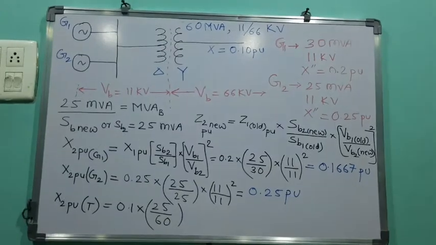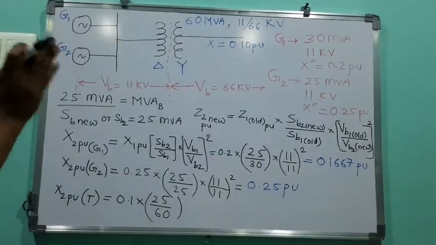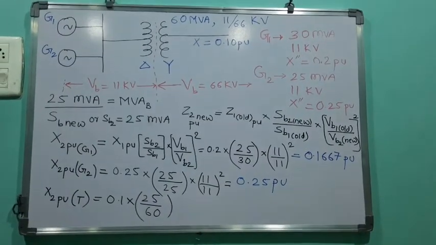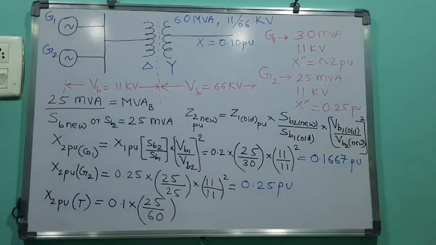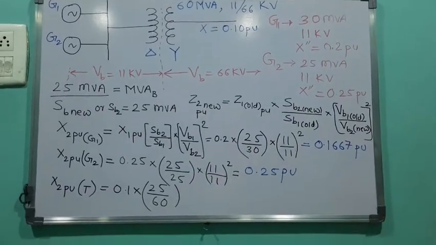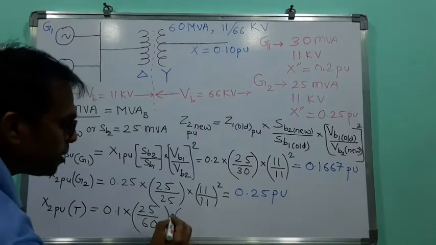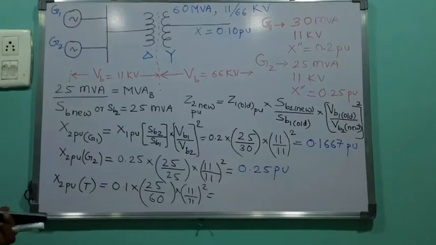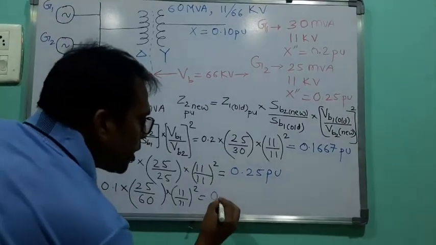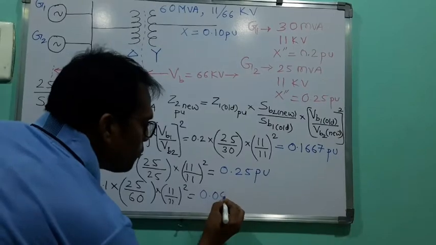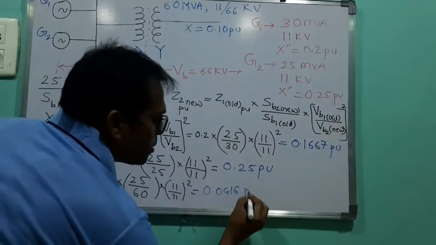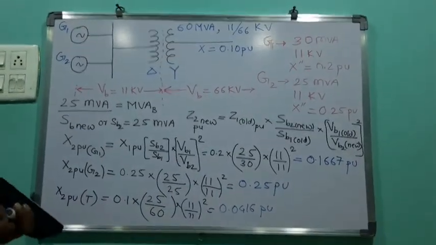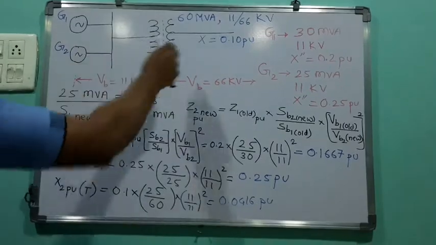Now the base value. Your base is again 66. Okay, but what you are doing now is multiplying by 11 by 11 whole square. So what you are getting? Your value should be 0.0416 per unit. So these are the calculations for the new reactance of G1, G2 and the transformer.